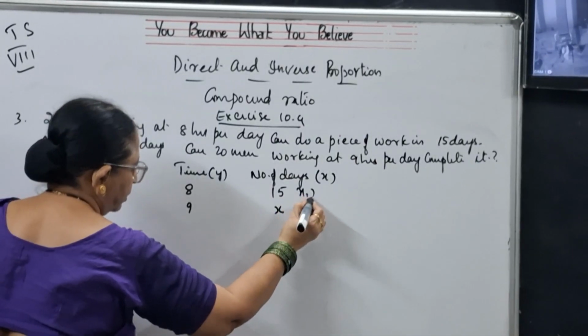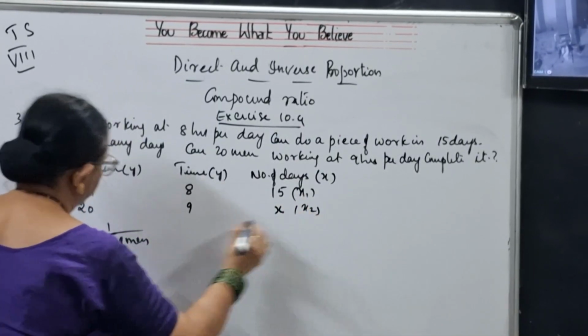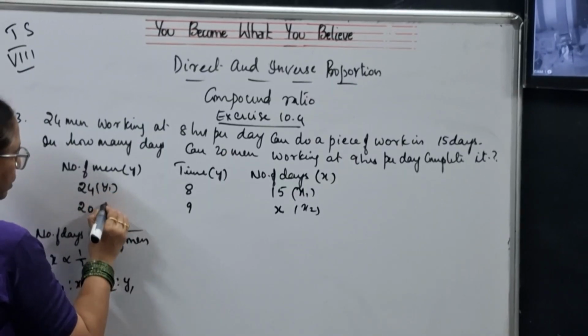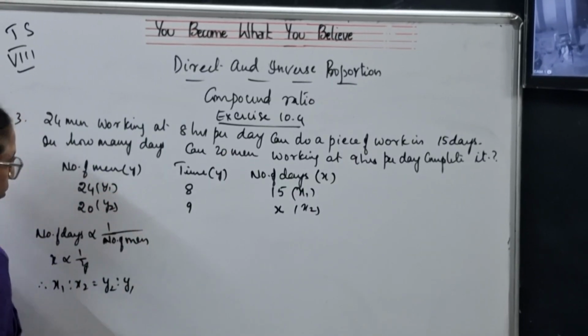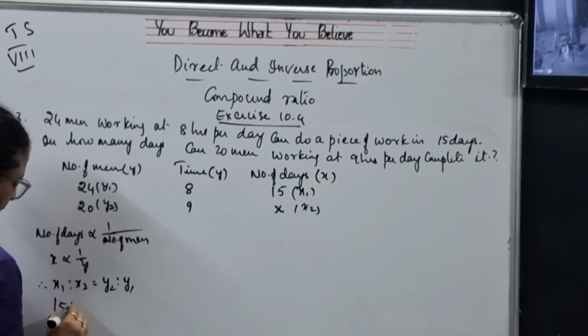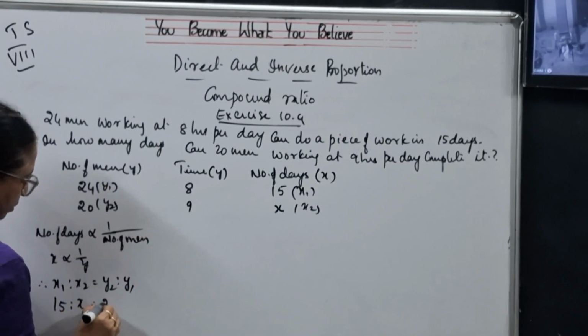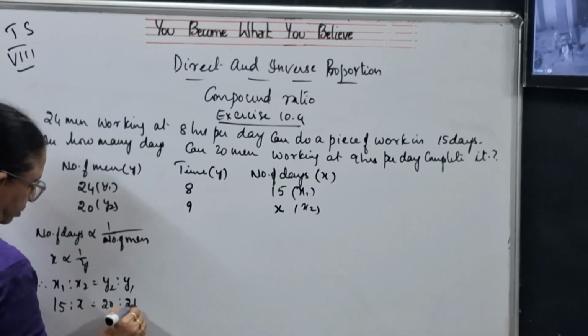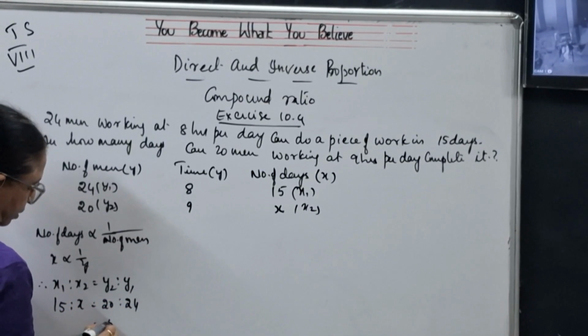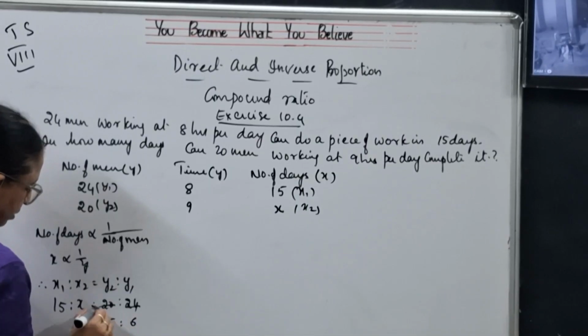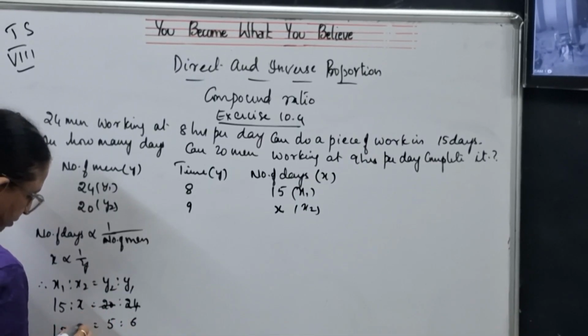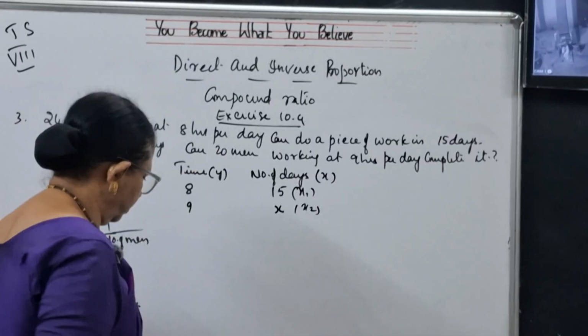So this is x1, x2, y1, y2. So 15 is to x is equal to 20 is to 24. That means 4 5s are 20, 4 6s are 24. So 15 is to x is equal to 5 is to 6.